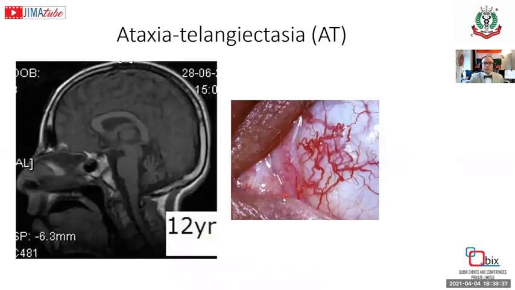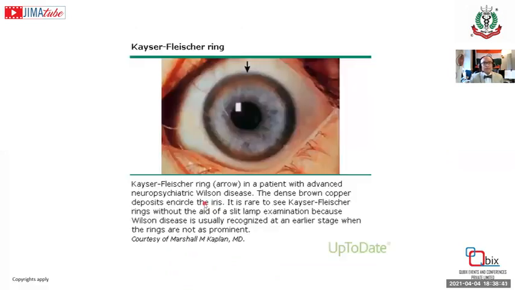Here you see the telangiectasia I was talking to you about earlier on, and the MRI showing cerebellar atrophy. I bring up the picture of the KF ring just so that everybody sees one in this session and never misses one. Always look, in a person with any neurological disorder, certainly one with a movement disorder, you must look for the KF ring. You cannot miss it because it's treatable.